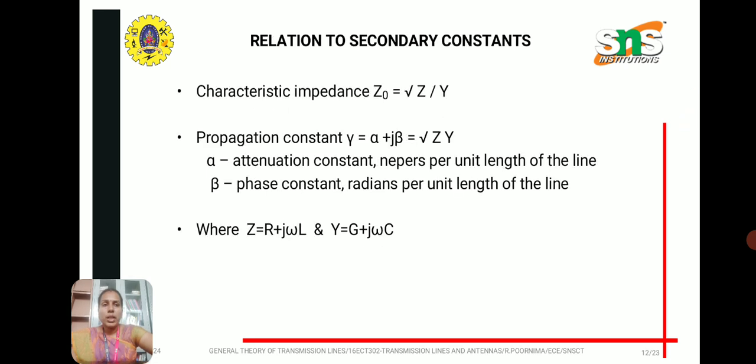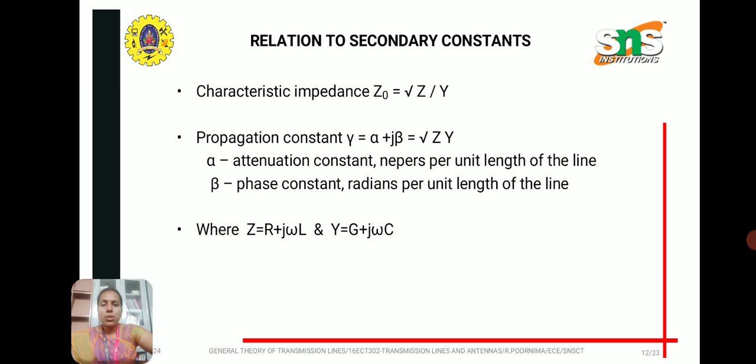Next, relation to secondary parameters. Here we take the characteristic impedance, given by Z0 equals square root of Z by Y, and the propagation constant gamma, alpha plus j beta, which is related to square root of ZY. So we relate the secondary constants to the primary constants. The propagation constant has two components. Since it is a complex value, the real part is the attenuation constant alpha, and the imaginary part is the phase constant beta.